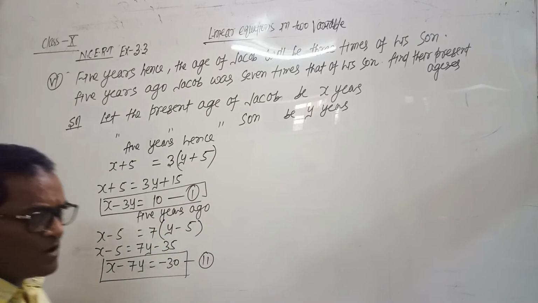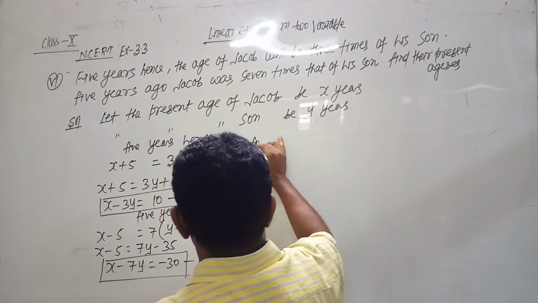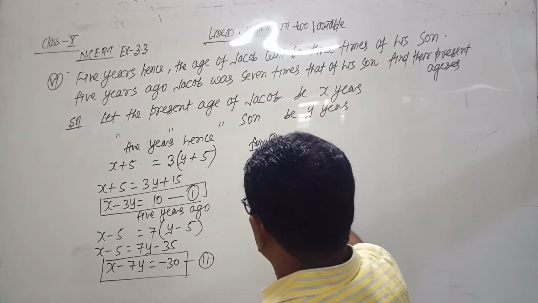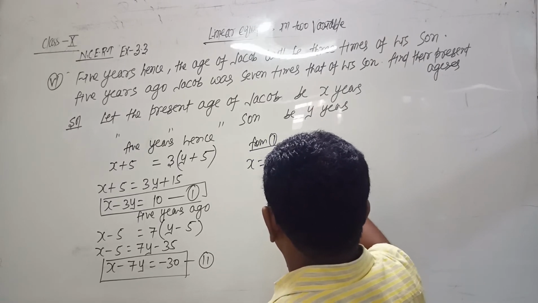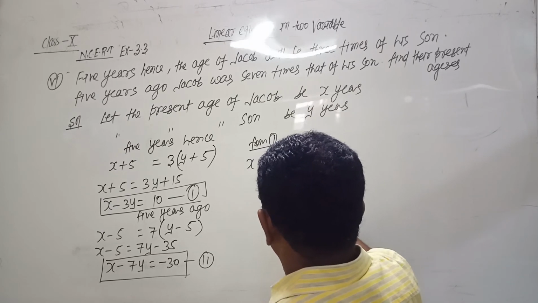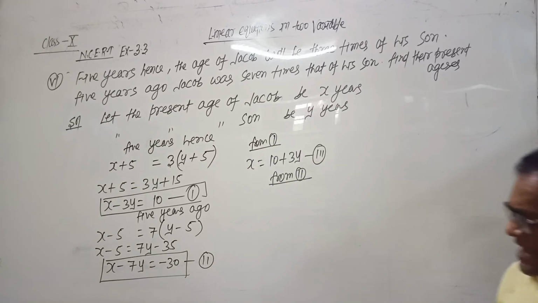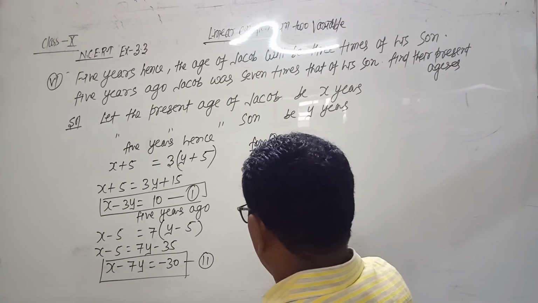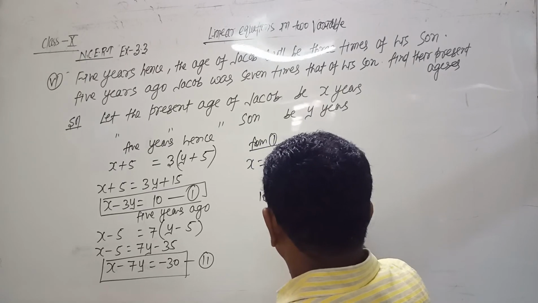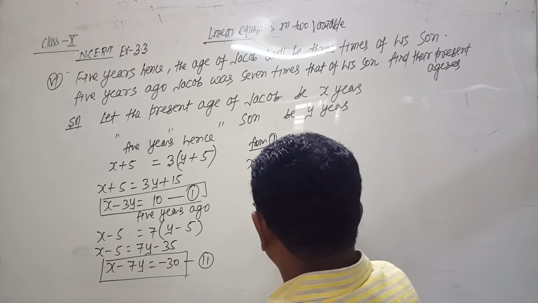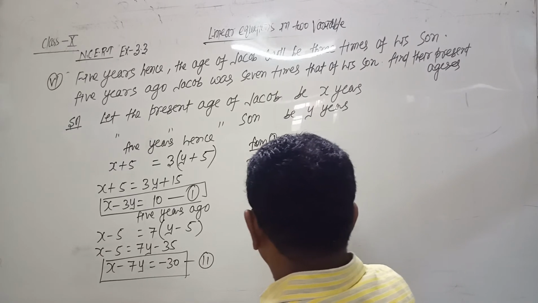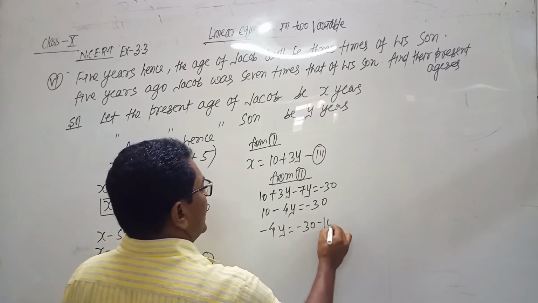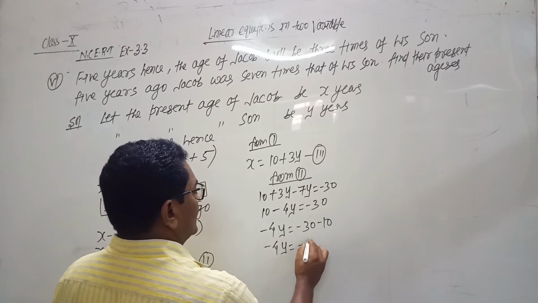Now we eliminate the value of x from first. So from first number equation we find the value of x. So x equals to 10 plus 3y. Make it third number equation. Now put the value of x in equation number second. So at the place of x in second number equation, we write 10 plus 3y minus 7y equals to minus 30. This is 10 plus 3y minus 7y minus 4y equals to minus 30 and minus 4y equals to minus 30 minus 10 and minus 4y equals to minus 40.